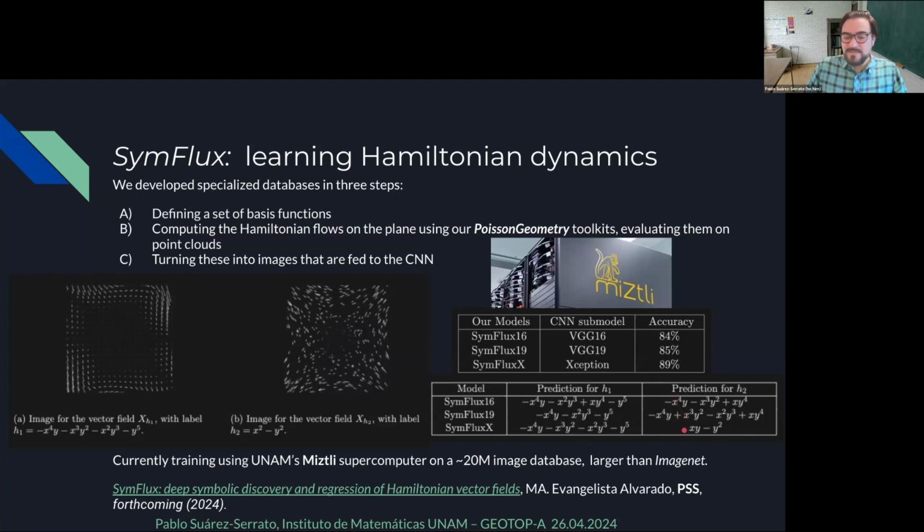Like in this case, it doesn't get x squared minus y squared. It gets x times y minus y squared. So it's learning something that's similar. It might not get 100% accuracy, but it's approximating it. And we're currently still training using UNAM's MISTLI supercomputer, which I'm highlighting here, using a 20 million image database. This is larger than ImageNet.